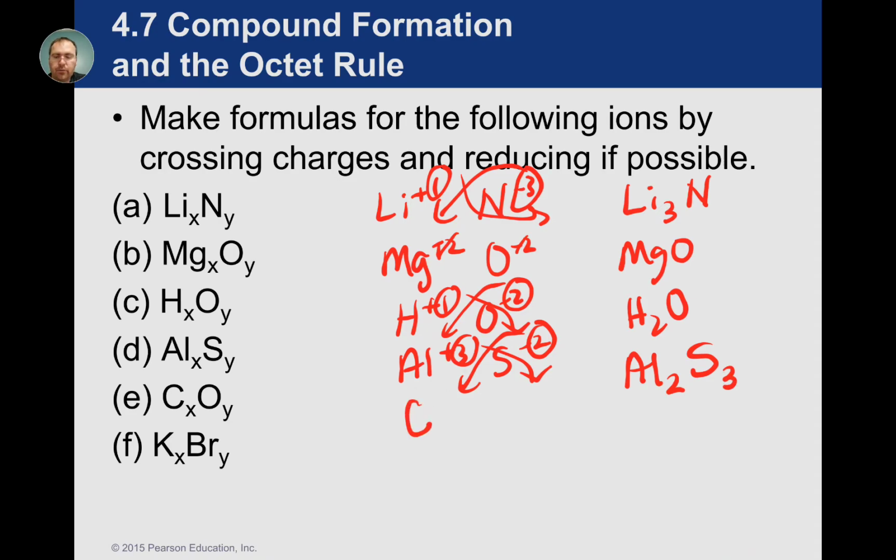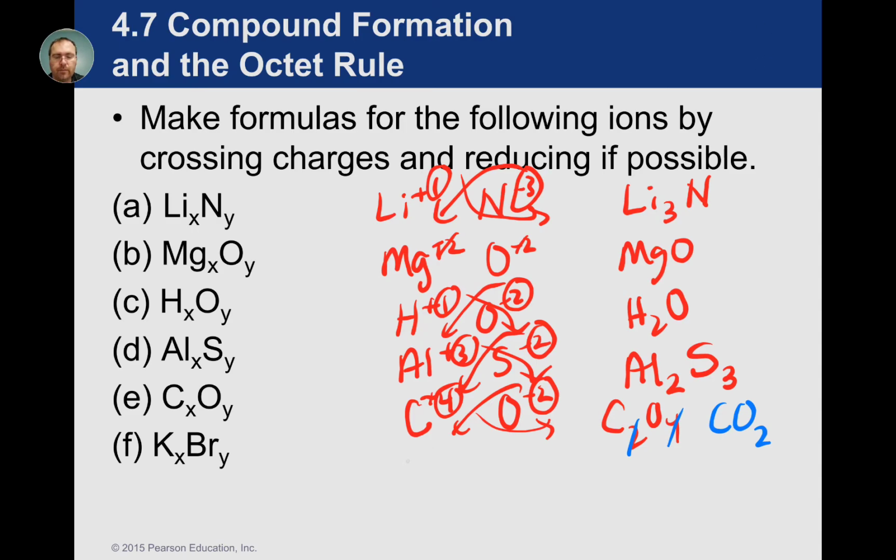Carbon is in group 14. It's Roman numeral 4, so we can lose 4 or gain 4. We're going to say lose 4 in this situation because we have oxygen that can gain 2. Cross 2, cross 4. We temporarily get C2O4. Just remember that you can reduce those and get CO2. So reduce the 2 by 2, reduce the 4 by 2. Take that common multiple out, and you'll get that answer of CO2, carbon dioxide.